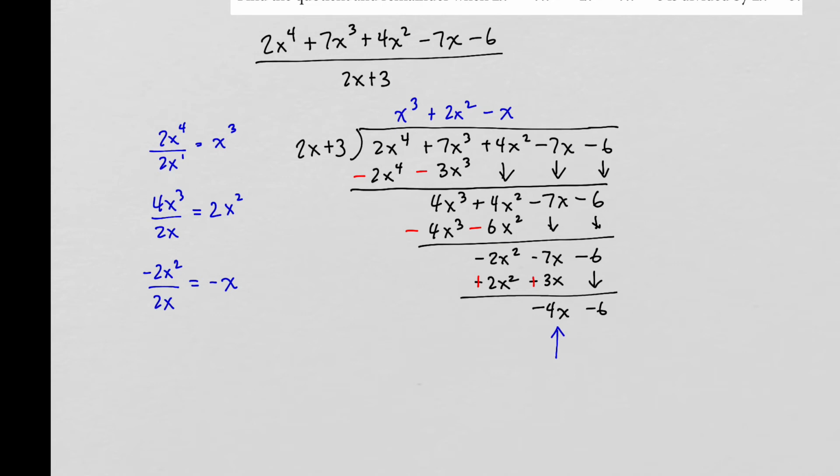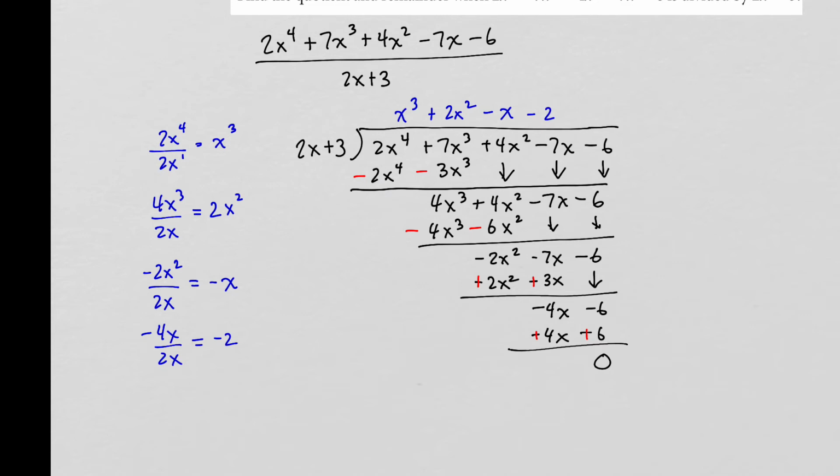So we take negative 4x and divide it by 2x. And this is equal to negative 2. That goes here. And then we multiply. Negative 2 times 2x is negative 4x. And negative 2 times positive 3 is negative 6. And don't forget, you have to subtract those, which means change the signs. And notice in the end, once again, we get a remainder of 0.